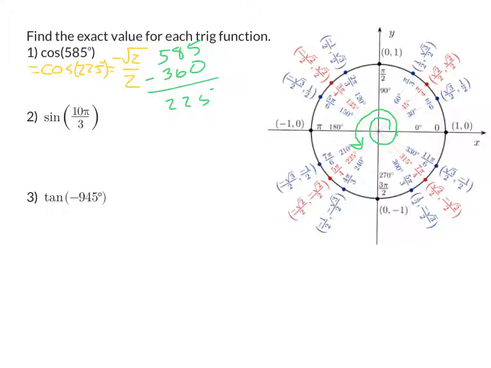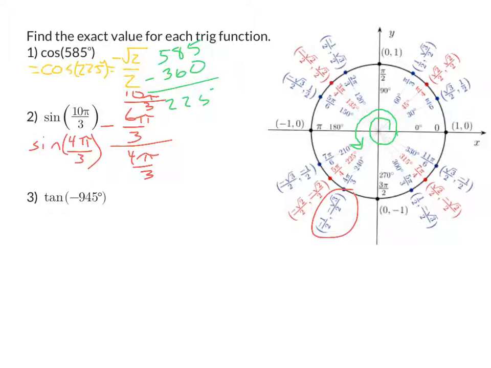We can do this again here with sine of 10 pi over 3. Well, a full circle is 6 pi over 3, which is the same as 2 pi. So if we take 10 pi over 3 and take away 6 pi over 3, we're looking at 4 pi over 3. So sine of 10 pi over 3 is the same as the sine of 4 pi over 3, that we've just backed off by a circle. And 4 pi over 3 is down here, and sine is the y value, so it's equal to the negative square root of 3 over 2.